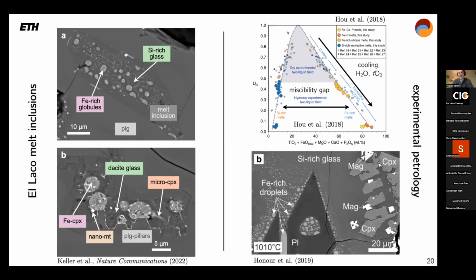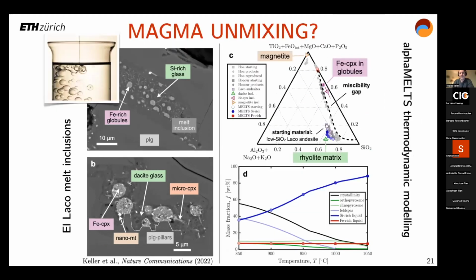So that miscibility gap has been documented in a series of experiments. And so here on the x-axis, you can see the proportion of all of the elements that tend to go into the iron-rich melt, which are titanium, iron, magnesium, calcium, and phosphate. And that gap opens up further and further with increasing water activity in the system, with increasing oxygen fugacity or more oxidizing conditions, also with increasing cooling and crystallization and increasing silica content. So this is reasonably well understood in experiment. So could this be an interesting hypothesis for the formation of El Laco-like deposits?